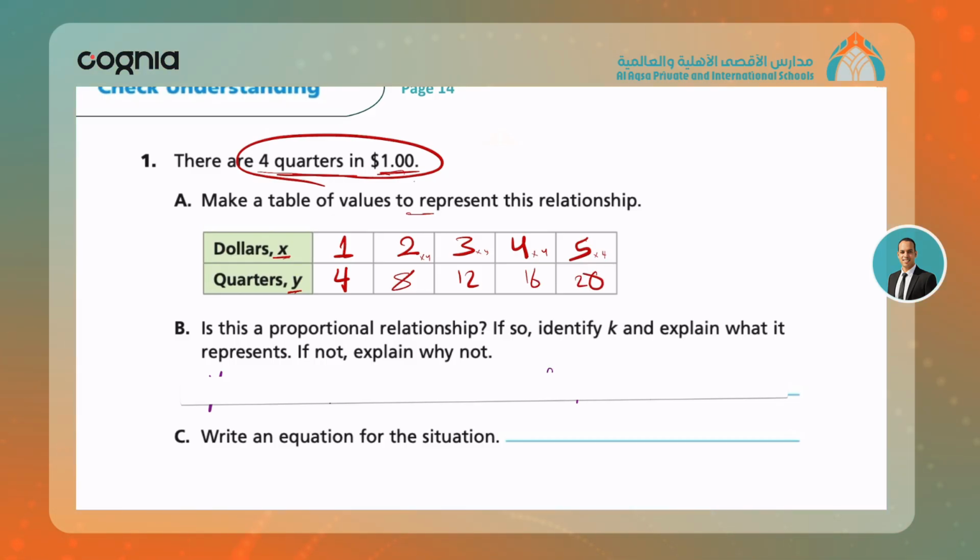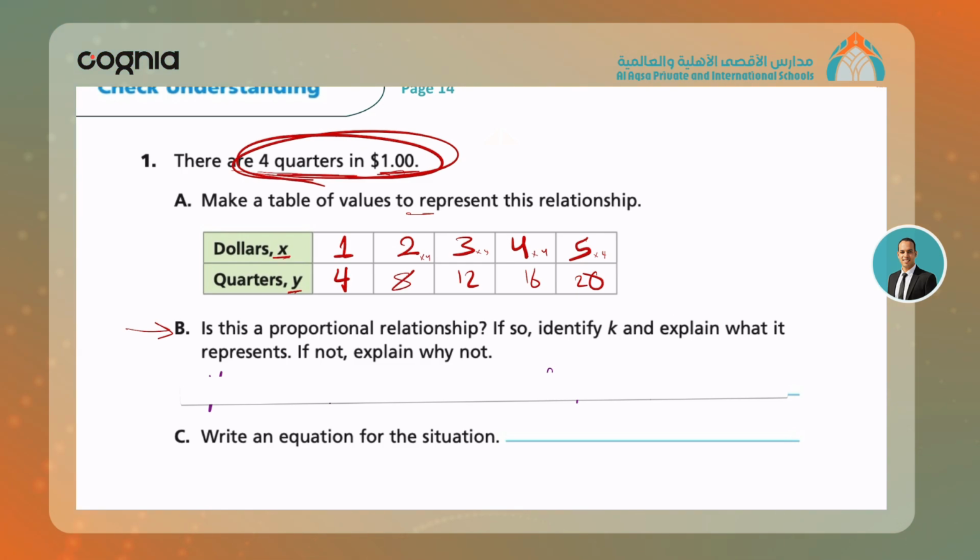So 4 quarters in 1. This is, guys, like the unit rate here. Okay, this is the constant of proportionality. Okay, so you have four quarters for $1. Okay, he says here in question B, is this proportional relationship? Sure, we are multiplying all by 4.